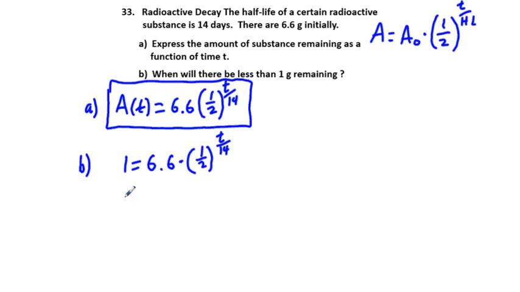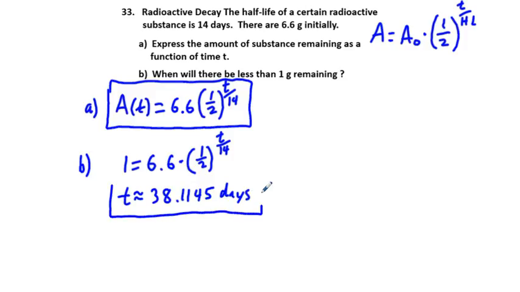So t equals 38.1145 days. And that's when we're going to start. So early in the day, 38, it's the beginning. Anyway, those are the answers to our odd number problems here. Good luck with your even number problems, and thanks for viewing.